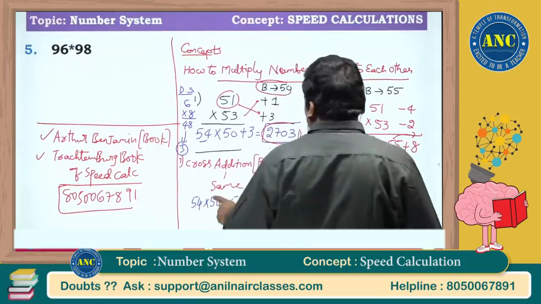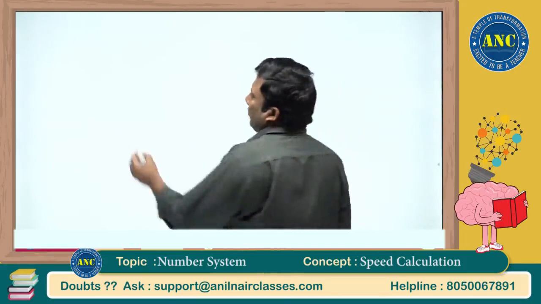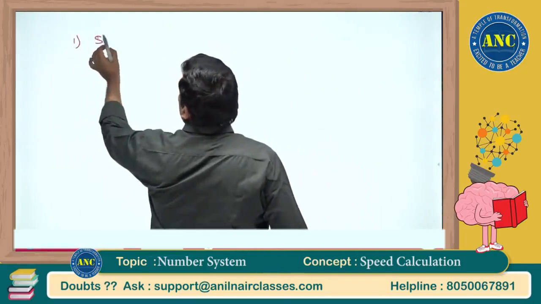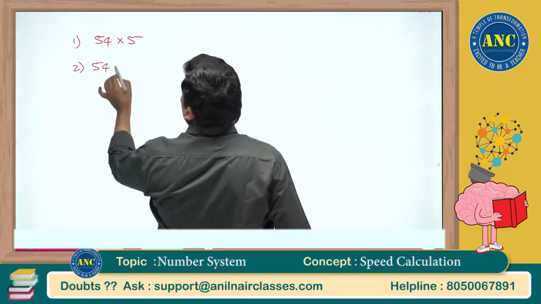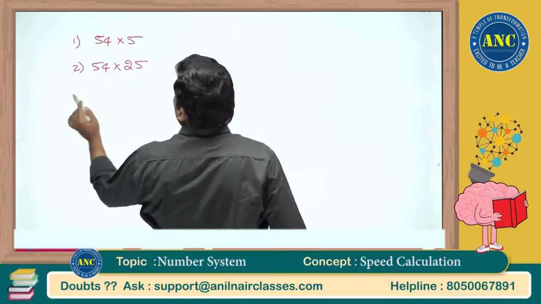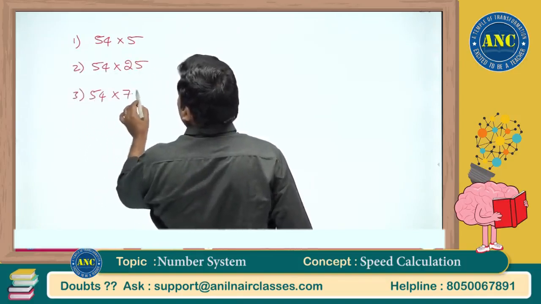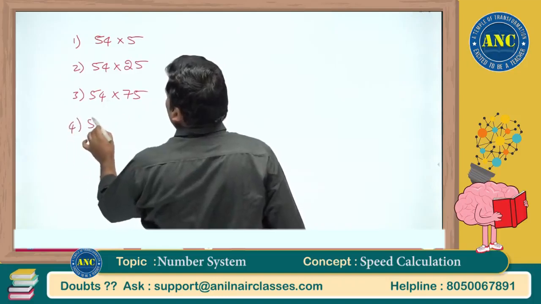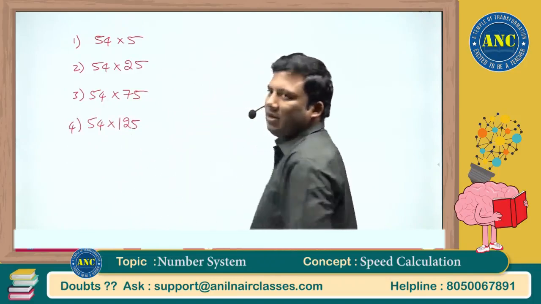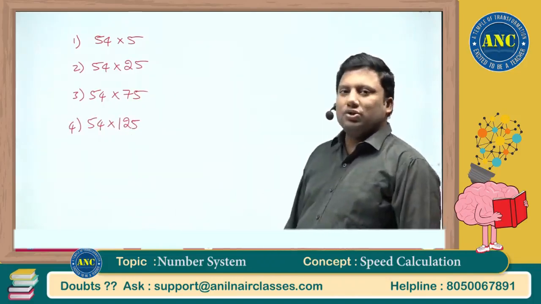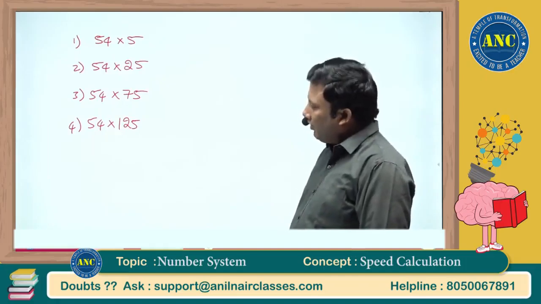Some important key points. 54 into 5. Now see here. Suppose the question is 54 into 5, 54 into 25, 54 into 75, 54 into 125.